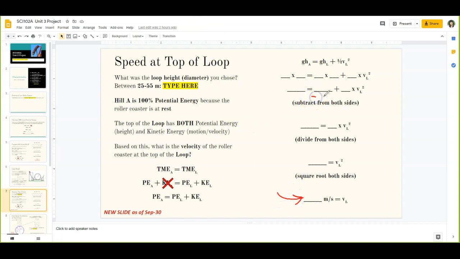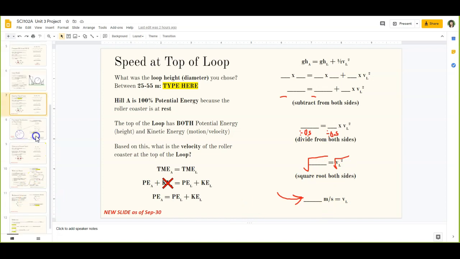So again, subtract this term from both sides, then divide by 0.5 on both sides, and then make sure you square root both sides. And that will leave you with your final answer. If you need help, always make sure to reach out to us.